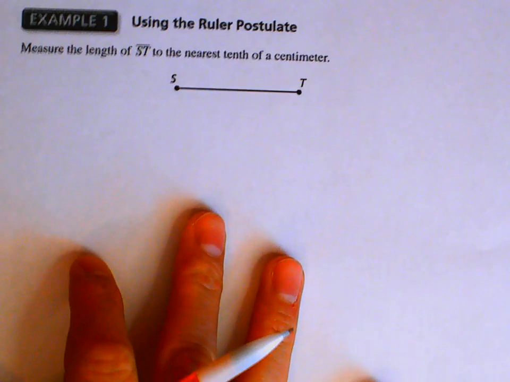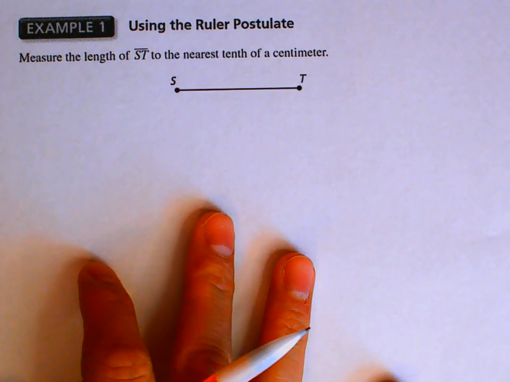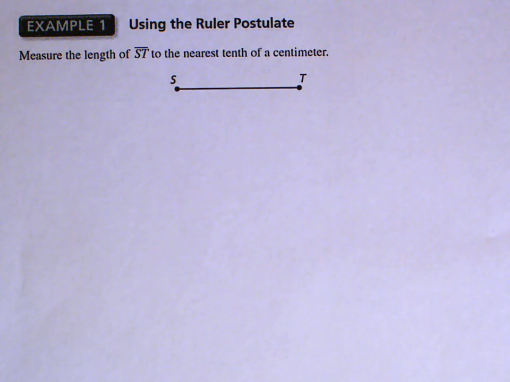Okay, so here is example number 1. It says measure the length of ST to the nearest tenth of a centimeter. Now here's the thing, when you guys are copying this, you're obviously not going to know what length it is because it's on a video. Simply draw a segment of any length. Probably anything smaller than 10 centimeters will work.